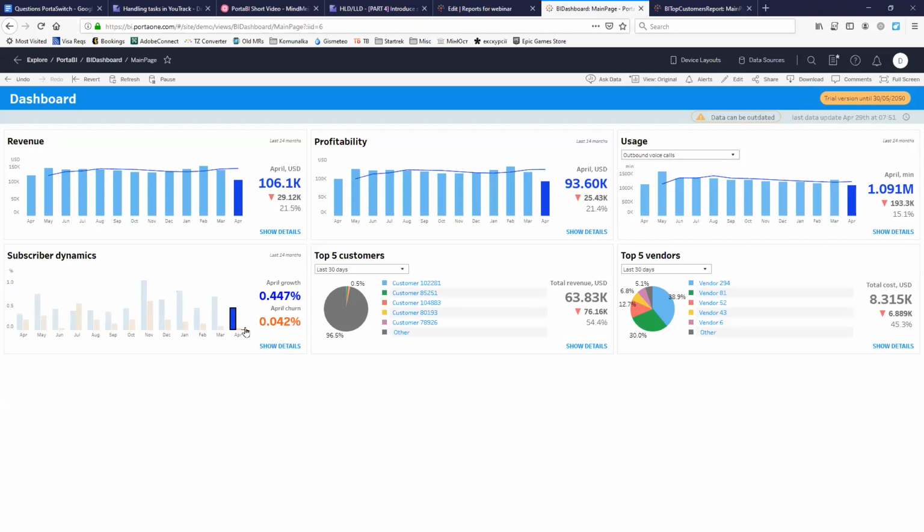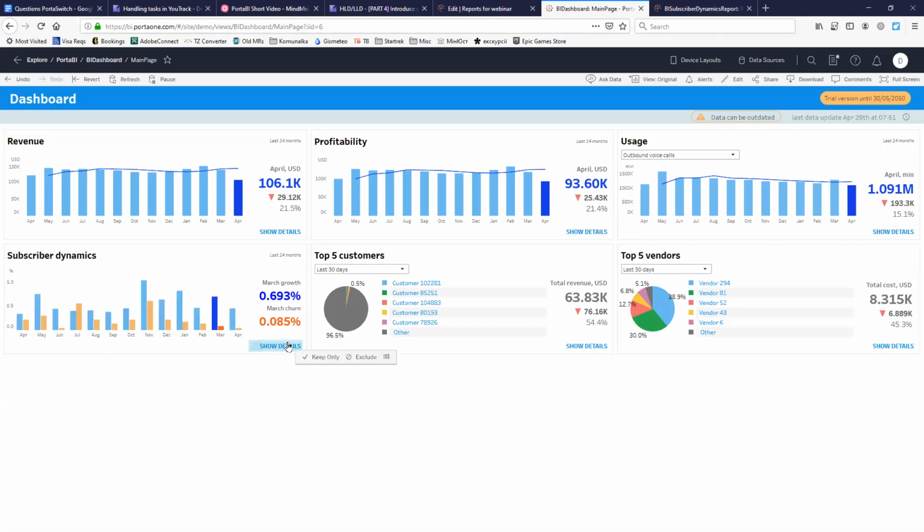And it's the same formula for churn. We check how many accounts were terminated in March, and we compare it with the total number of accounts by the end of February. So we can see that 0.08% stopped using the service.